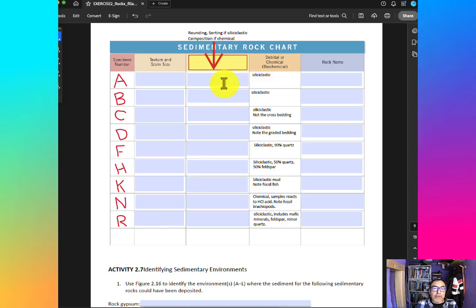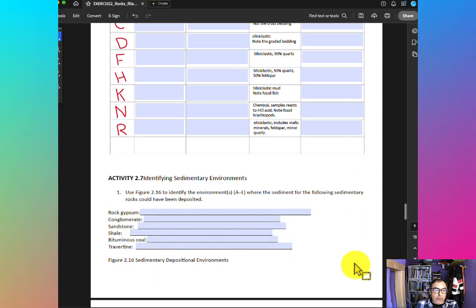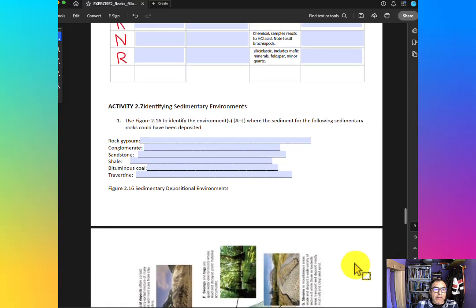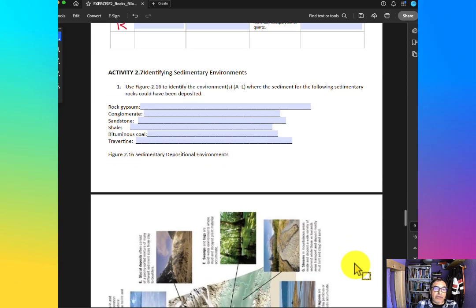But remember, for siliciclastic rocks, you want to place here whether it's round or angular and the degree of sorting. So remember, both A and B were poorly sorted, but they differed in their rounding. So again, we're going to do a lot more sedimentary rocks as we go on. In fact, one of the things we also will be doing in more detail is these environments of deposition.